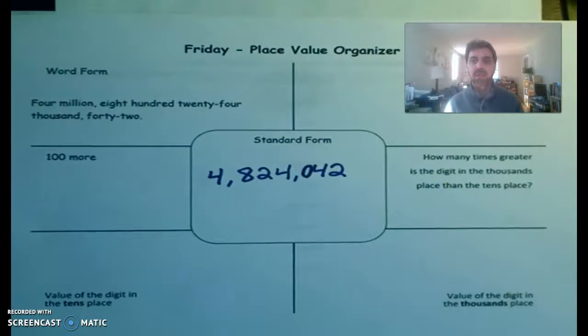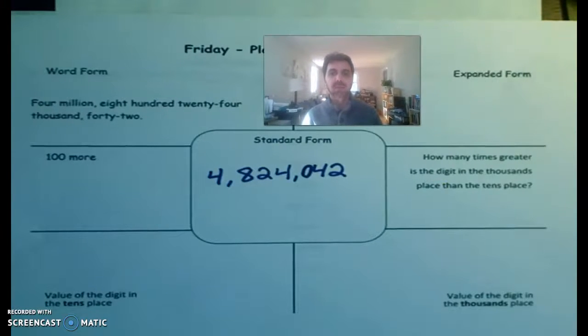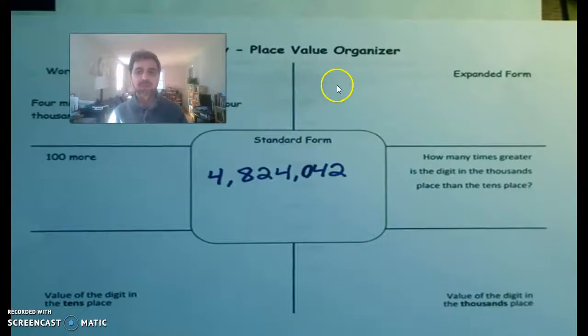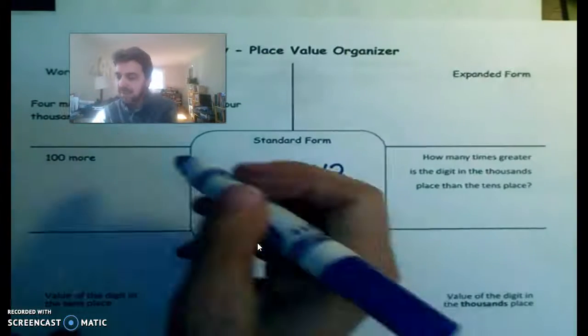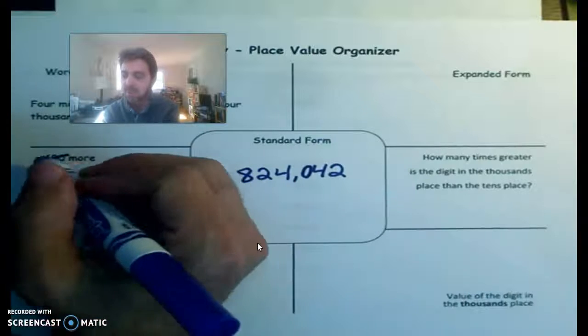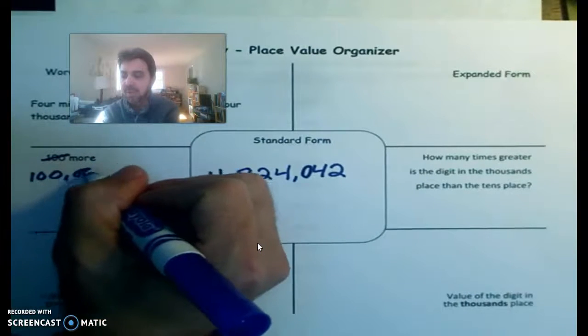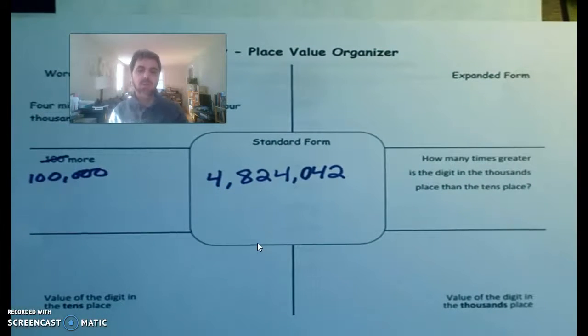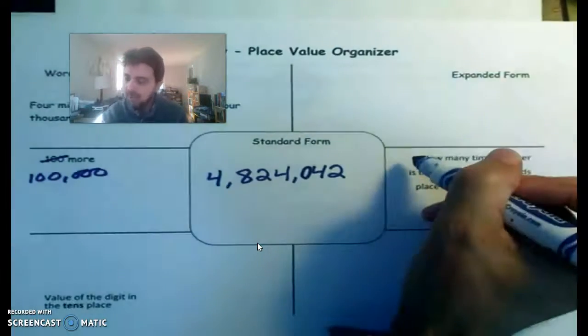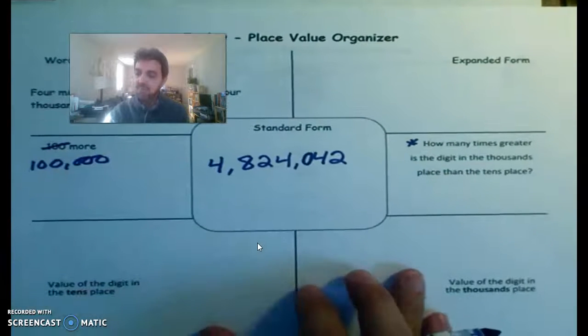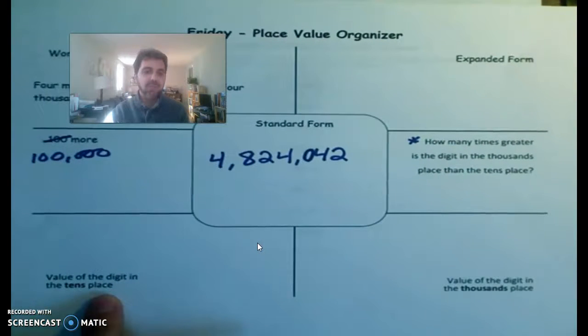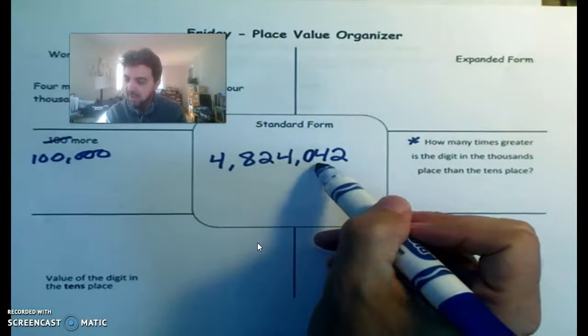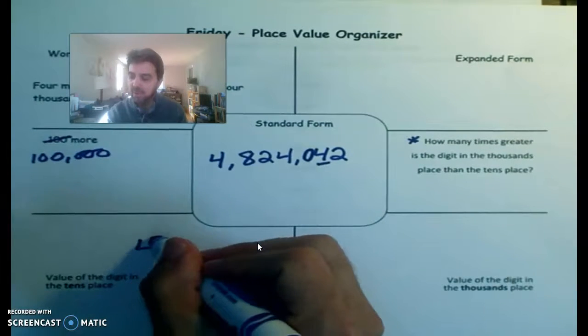And once I get my head out of the way, you can see that as usual, we have the expanded form. This time, instead of 100 more, let's do 100,000 more. So that would bump up the digit in the 100,000s place. As always, we're going to do this one last. So, what is the value of the digit in the tens place? Let's look. It is a 4. So I'm going to write 4 here.